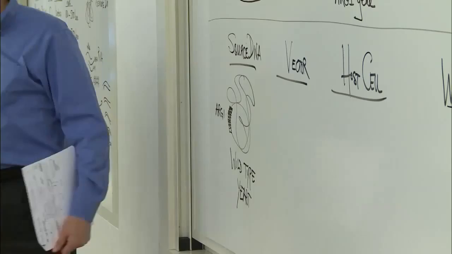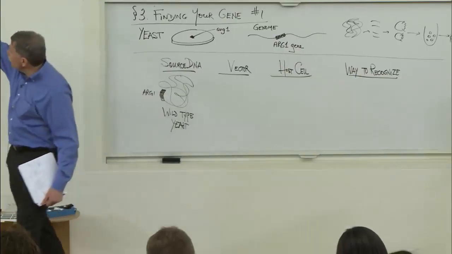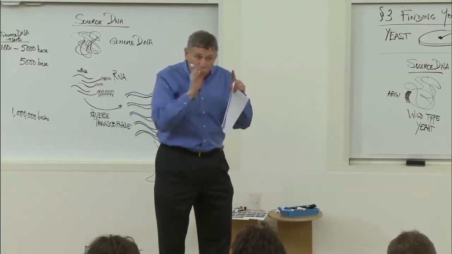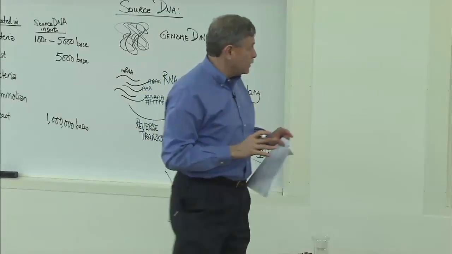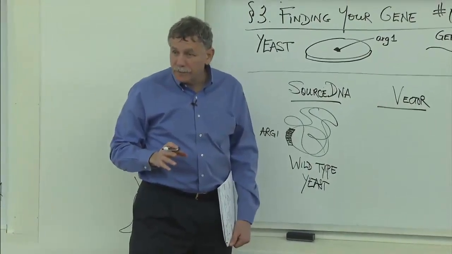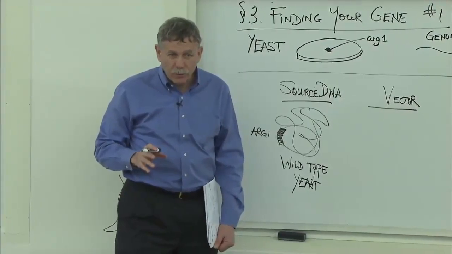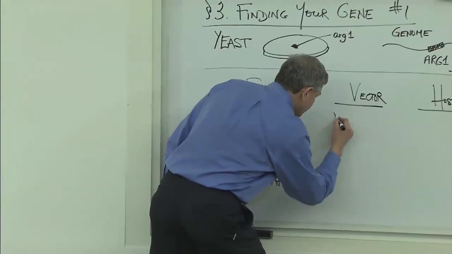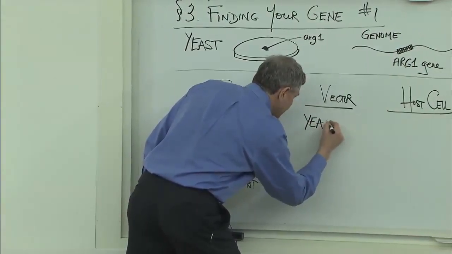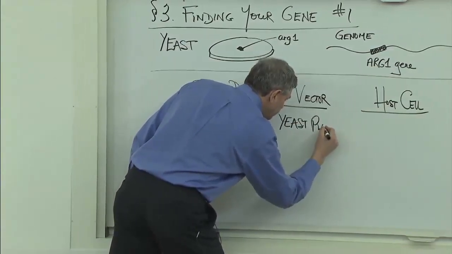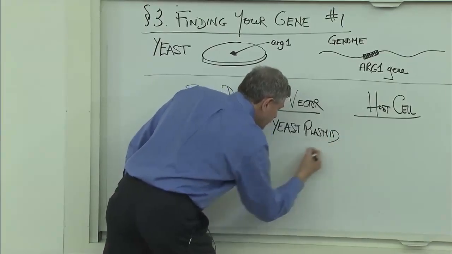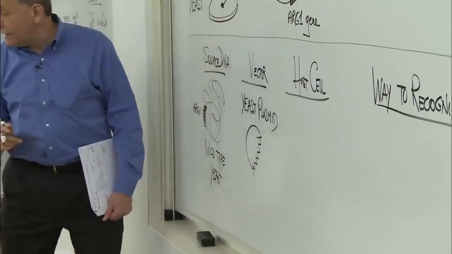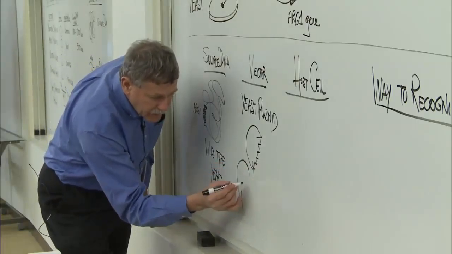I'm then going to shred it up into pieces. I don't know, maybe I'll use my shearing technique or something. I'll shred it up into pieces. I'll put it into a vector. And what kind of vector do I want? What cells is it going to have to grow in? Yeast cells. So let's use a yeast plasmid. Good, I'm with you. So there we go. We'll have cloned lots and lots of pieces randomly into yeast plasmids.